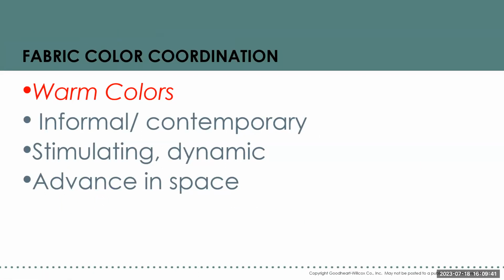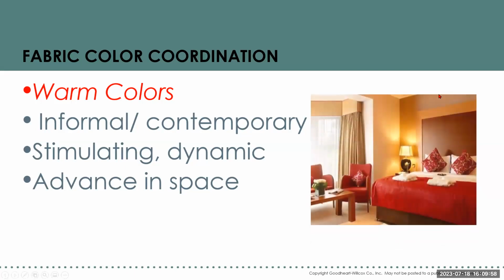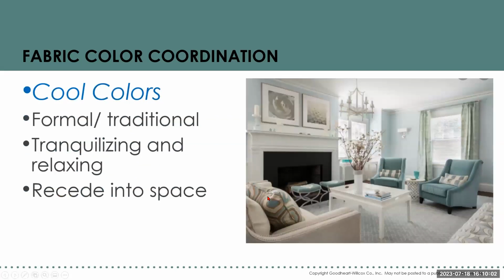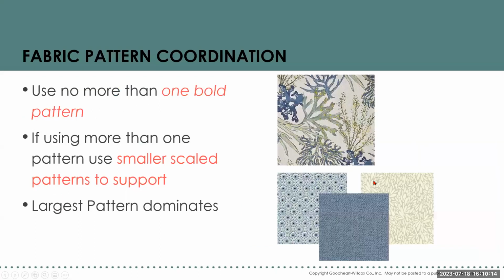Now, remember those warm colors. We know those warm colors, but what do they convey? Warm colors convey a very informal, kind of contemporary look. They're very stimulating and dynamic, and they advance space. So we know that they make spaces come more in and intimate. Right? We've got those warmer, kind of glowy. We talked about this in color theory. Those cool colors are very tranquil, relaxing. They make the space look larger, where this is kind of closed in, right? Very formal, a little more traditional.